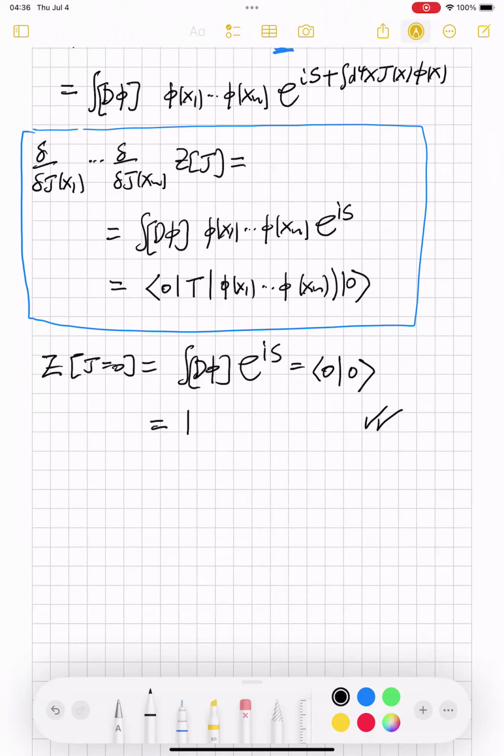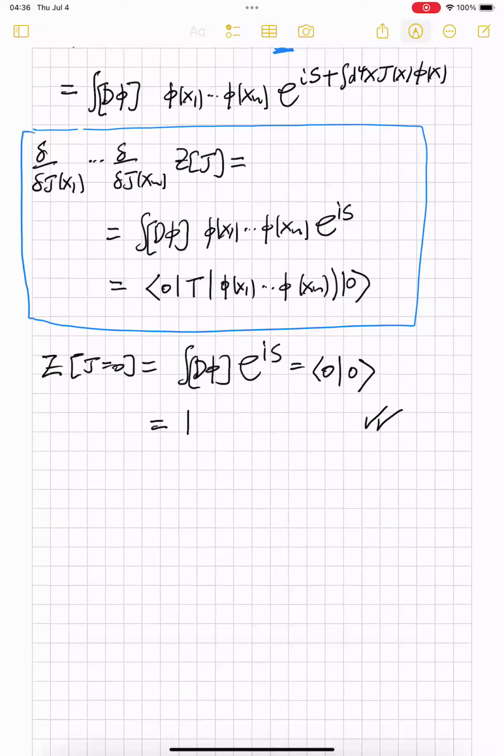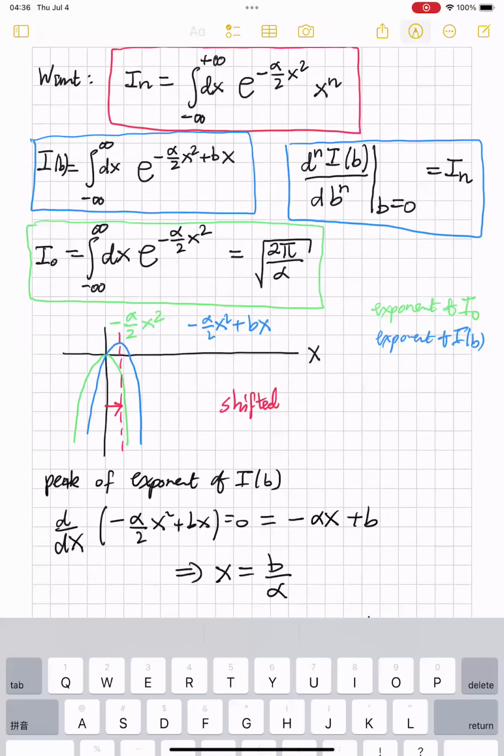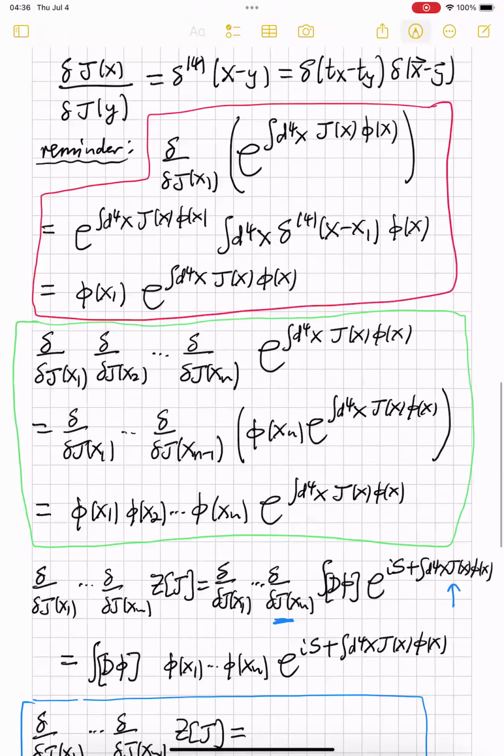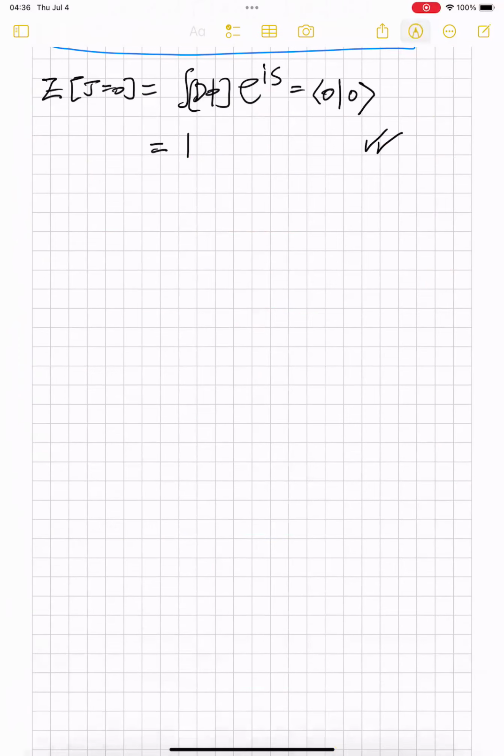But if we know the value of Z with J equal to naught, we expect, based on our experience with the 1D problem, that we should be able to compute Z of J, that part. And in fact, that's what we're going to do next. I'm going to try to prove to you that we can do it. We're going to do things exactly as we did the 1D integral. So you should know what that means.